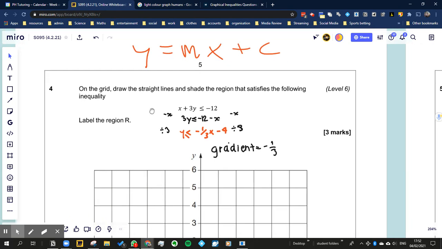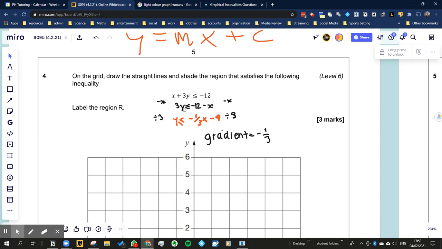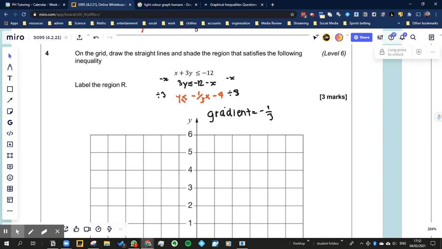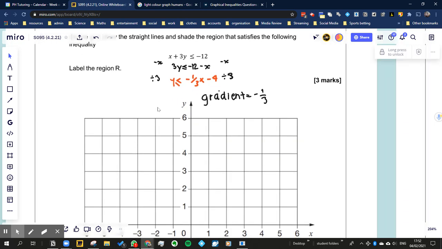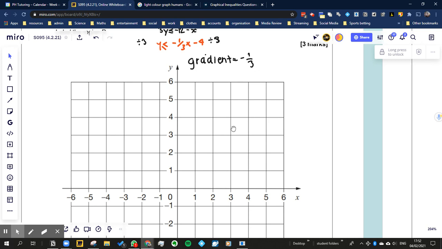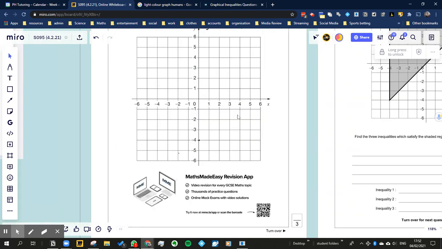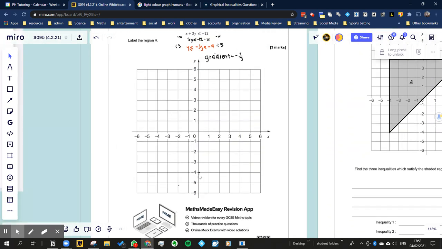So we've taken away the x from both sides, and we've got 3y is less than or equal to 12 minus x. We divided it by 3, so we've got y is equal to negative 1/3 x minus 4. So the negative 12 is divided by 3, the x was divided by 3, the negative x was divided by 3. So the gradient is negative 1/3, and then the y-intercept is minus 4. Okay, so it's here.